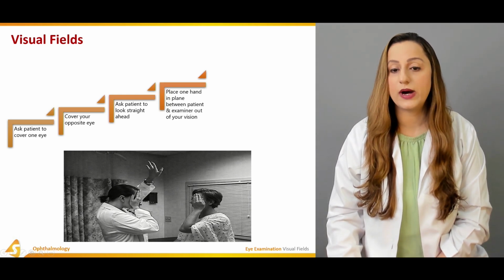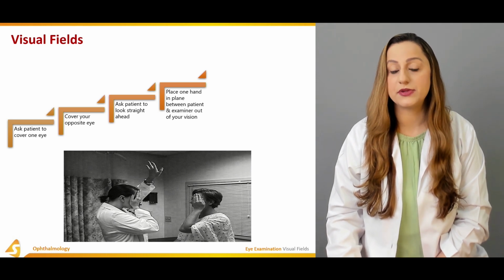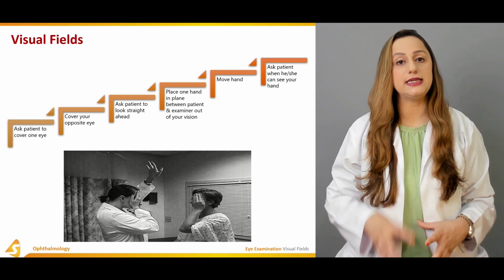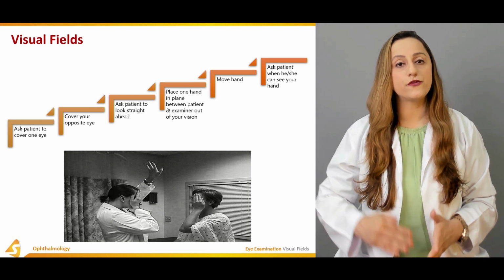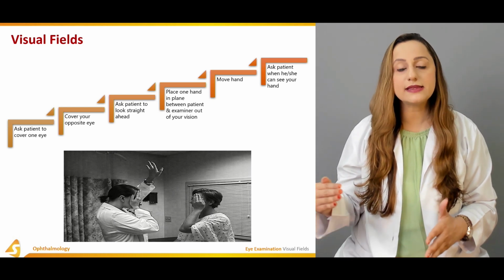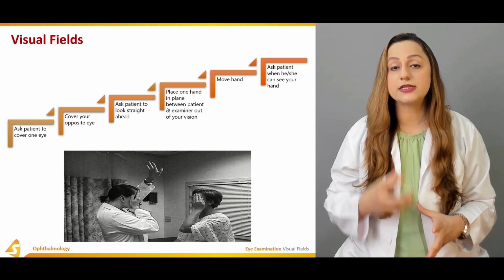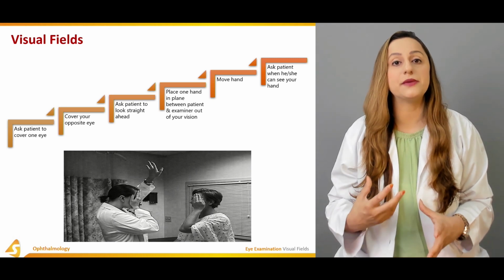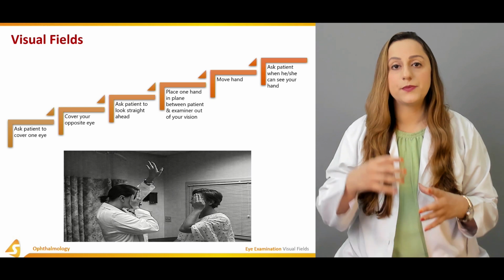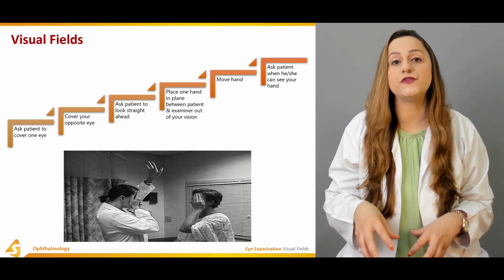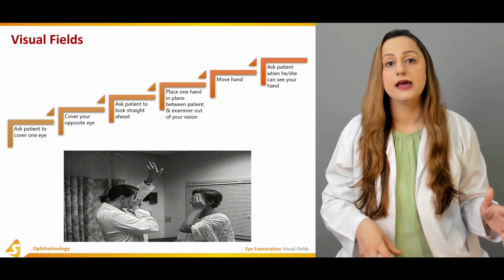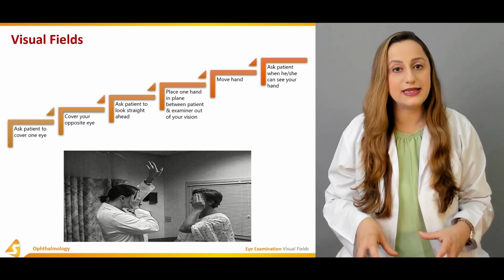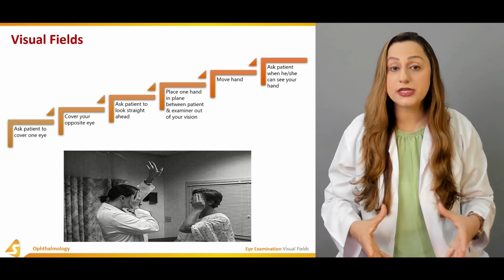First of all, place one hand in plane between the patient and examiner, out of your vision. Move the hand and ask the patient when he or she can see your hand. You're going to start off most laterally, and the patient is going to tell you when he started seeing that hand. It should be at the same level. You're going to compare your visual field with the visual field of the patient. When you start seeing the hand, the patient should also start seeing the hand. This is the technique usually devised for the determination of the visual field.